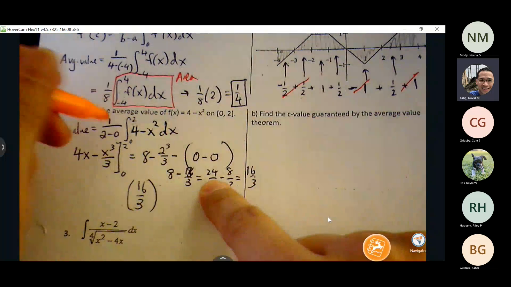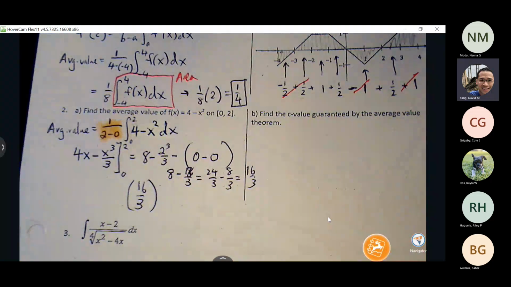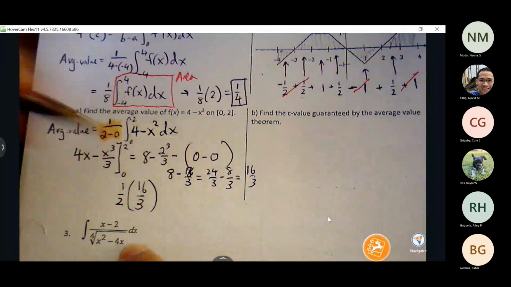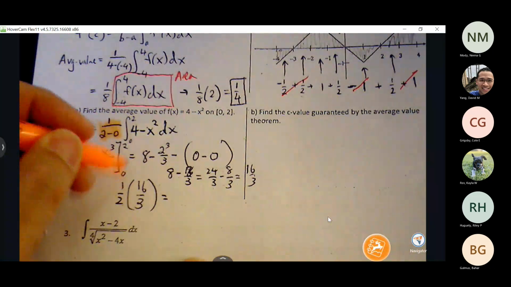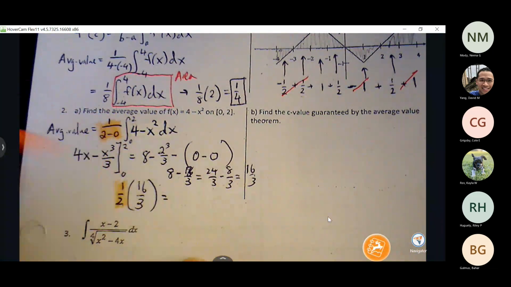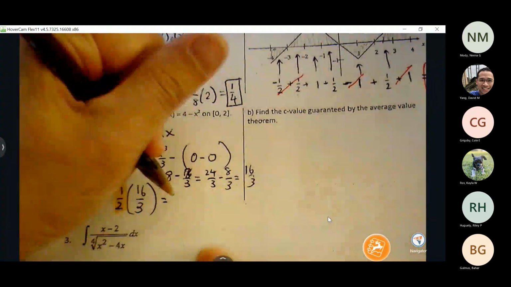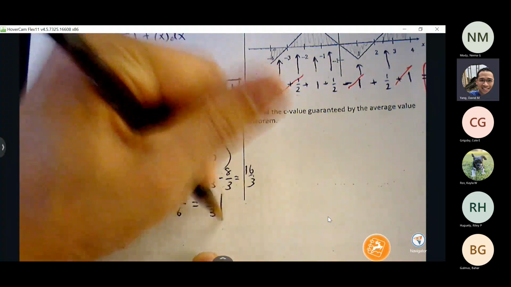So I'm not quite finished yet. There's still this 1/2 that we have to involve. So don't forget about your width component for your average value. So 16 over 6, which is 8 over 3.